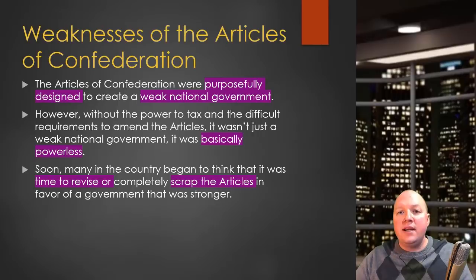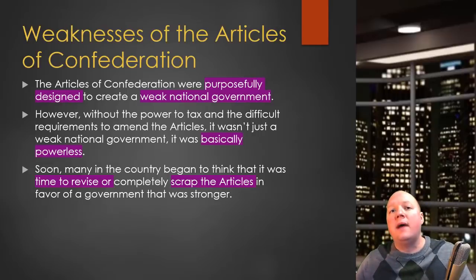So what we end up seeing is that they had intended to create a government that didn't have a lot of power because they were afraid of that power going awry. But instead, they kind of went the opposite direction and created a government that was so weak that it really couldn't do anything. And if it's so weak that it can't do anything, why does it even exist? So what a lot of people start talking about is maybe we should try and change these articles or scrap them and start over with a brand new government altogether.